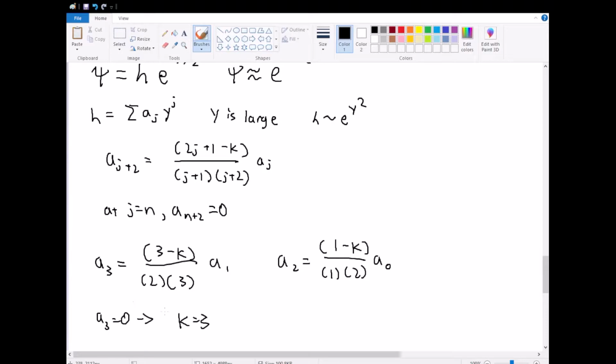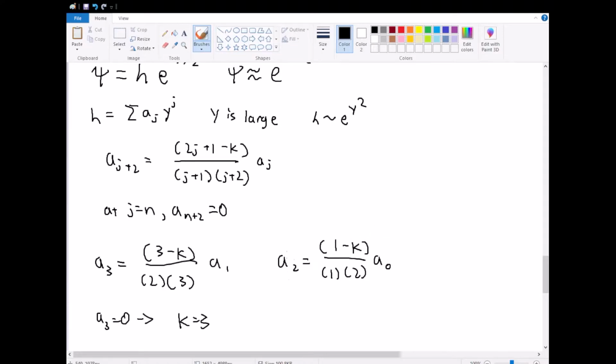And then we have a5 equals 0 and a7 equals 0, and all the odd terms go to 0, and that's all fine and dandy. The problem is that a2 does not necessarily go to 0 now, because k is predetermined by the fact that a3 goes to 0 to equal 3, and if we plug in 3 here, this doesn't give us 0, because a0 isn't necessarily 0 either.